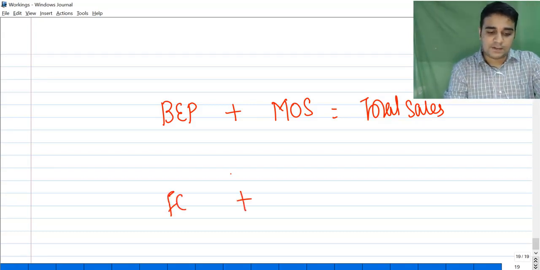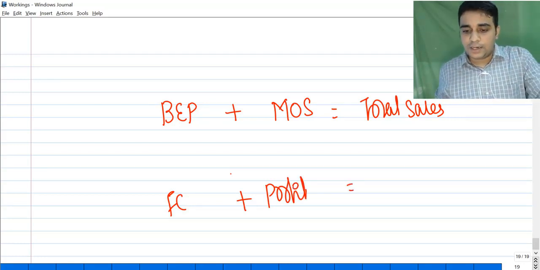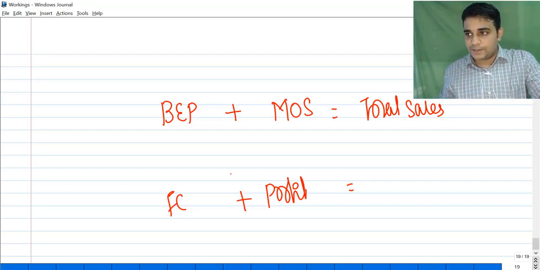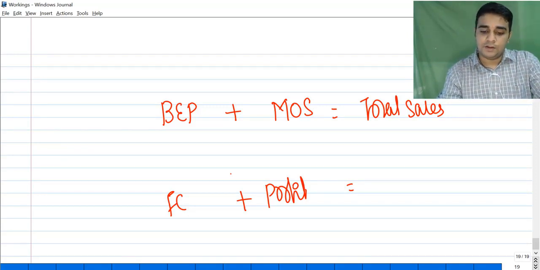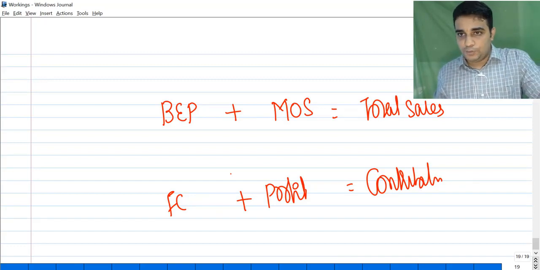Fixed cost plus profit. Fixed cost plus profit is equal to, look at the marginal cost statement and let me know what will be fixed cost plus profit. It is contribution. Fixed cost plus profit is technically contribution.